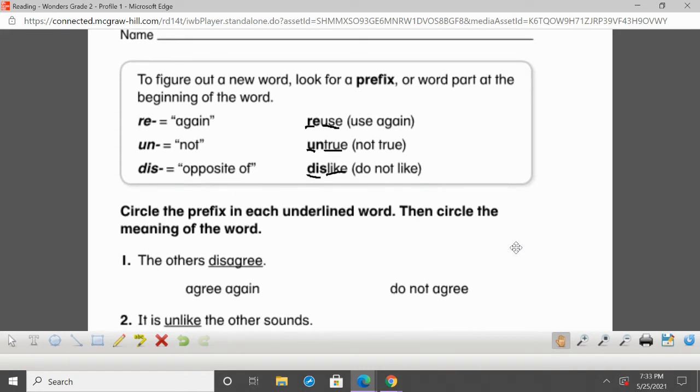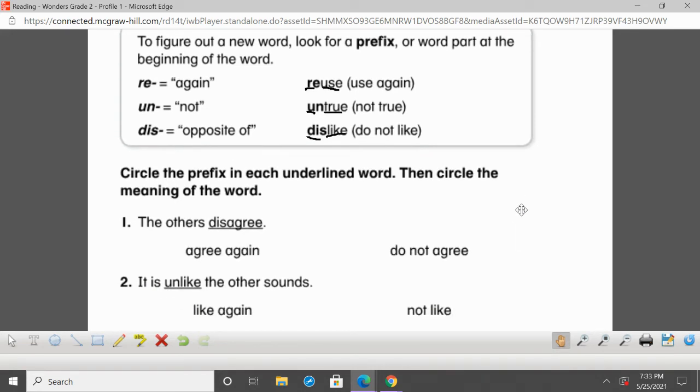So let me go ahead and move down here. All right, so it says circle the prefix in each underlined word, then circle the meaning. So we're going to practice finding the prefix, and then we're going to practice the meaning of the prefix also, or of the word, using the prefix to help us.